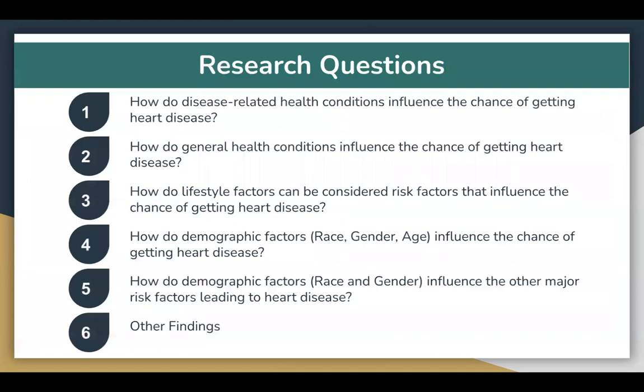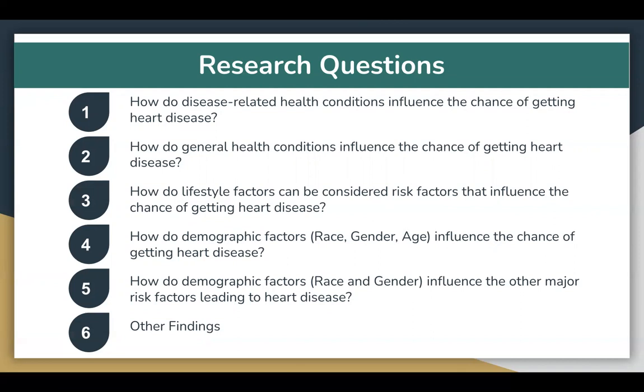Next, let's move to our research questions. Before we approach the research questions, we first look at all the variables to determine how we can group them into more meaningful broad groups. We noticed that there are four major groups of variables: disease-related health conditions, general health conditions, lifestyle, and demographic information. There may also be ways for us to explore how these groups affect one another. Therefore, we have 5 research questions.